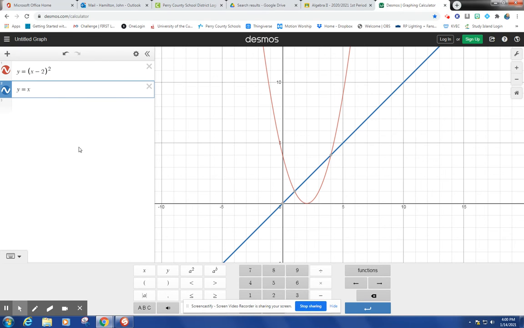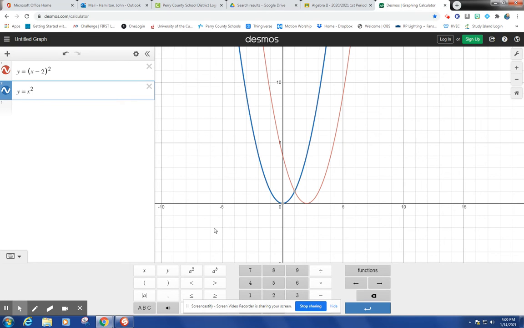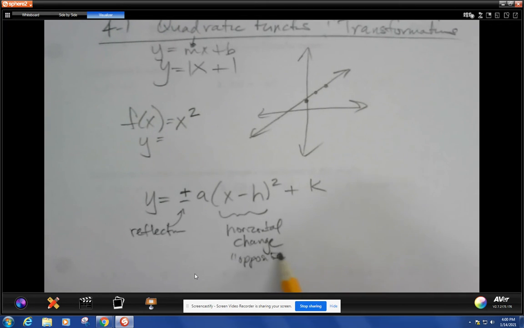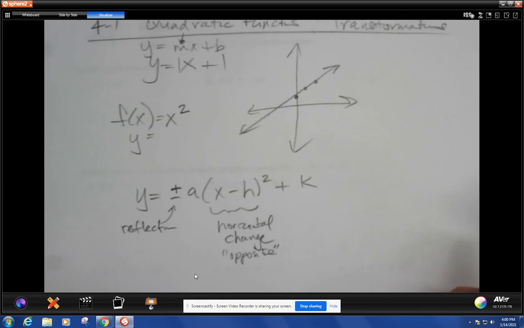Remember, that was called a parent graph. So I have the parent graph, which is blue, but you notice this red one is exactly the same graph, but it has moved over to the right 2 spaces. Now notice here, I put in a negative 2, but yet it moved to the right, okay? So when we're talking about horizontal change here, it is the opposite of what you think it may do, okay? Remember that it is the opposite.